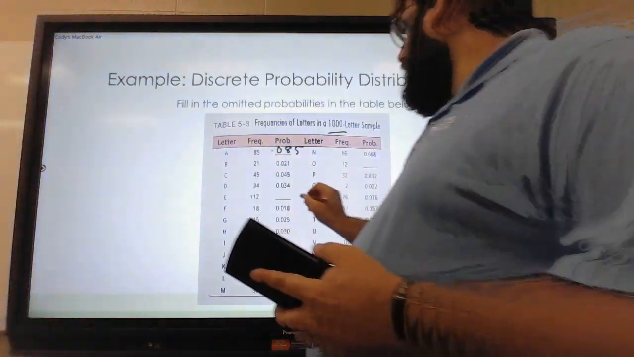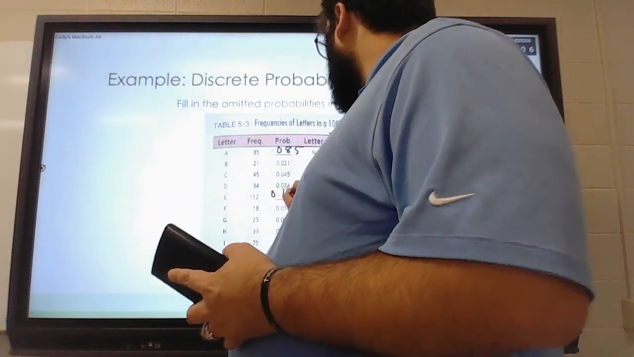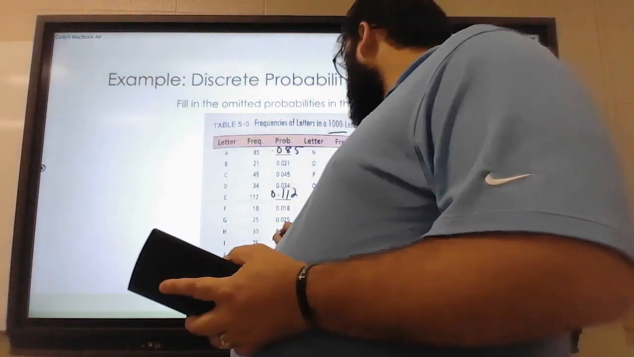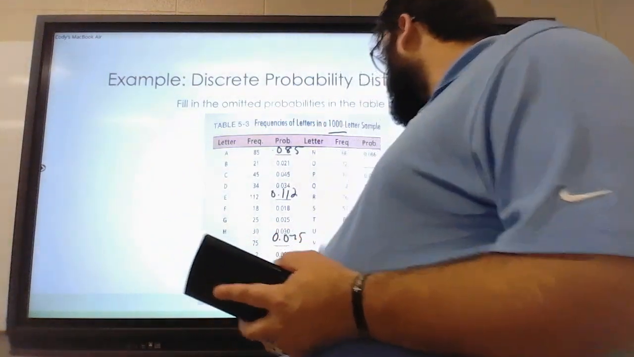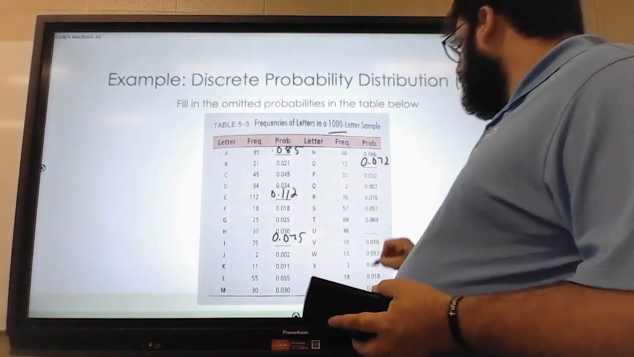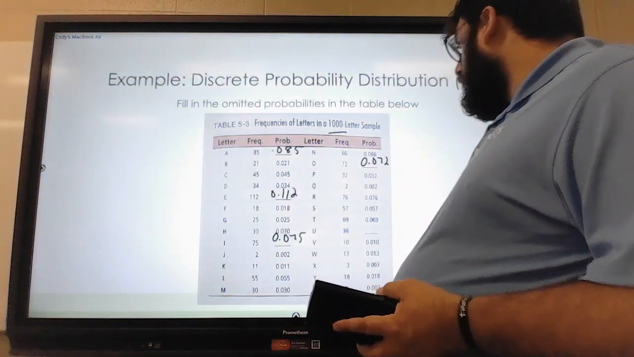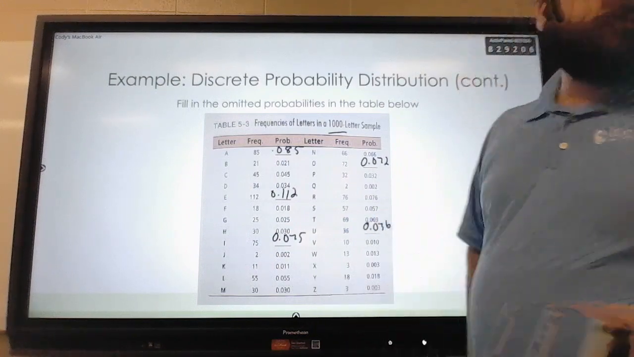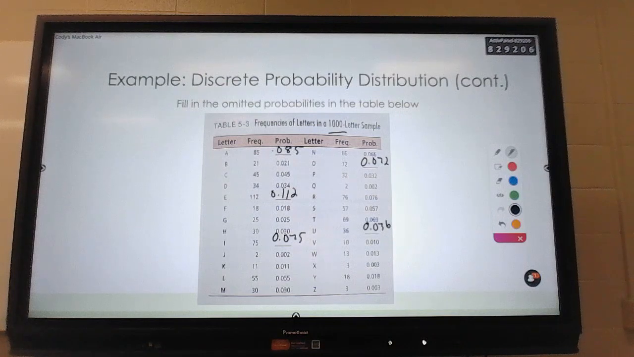For 112, that's 0.112. For 75, that's 0.075. For O, that's 0.072. And for 36, that's 0.036. Okay. So first off, we need to make sure that all these add up to 1.